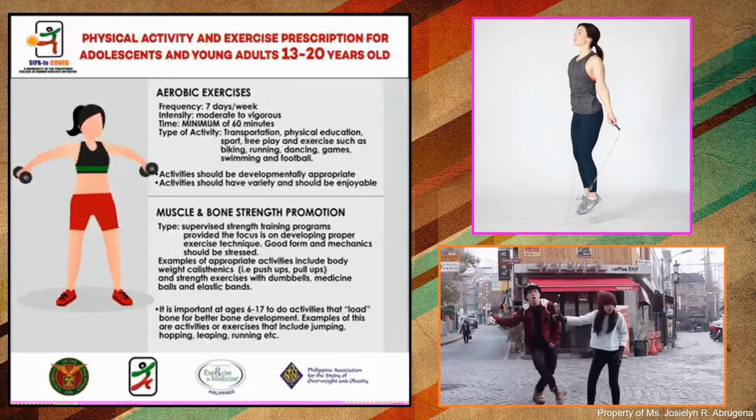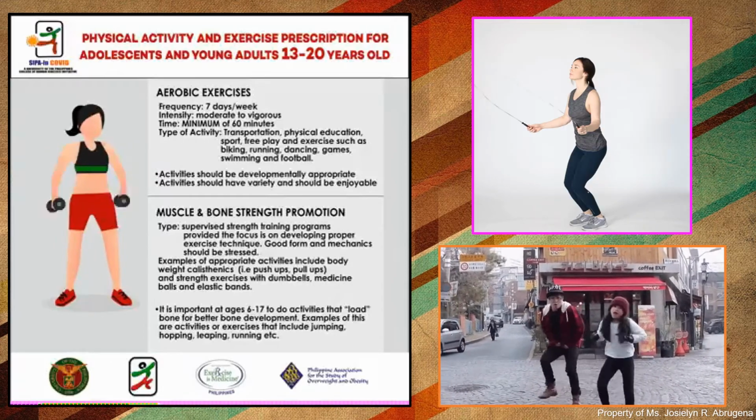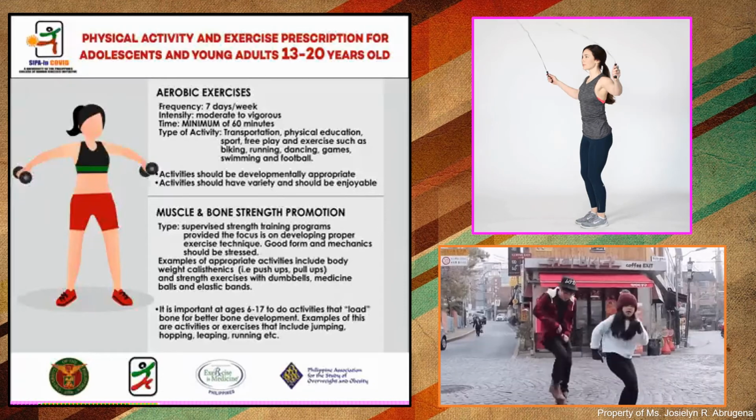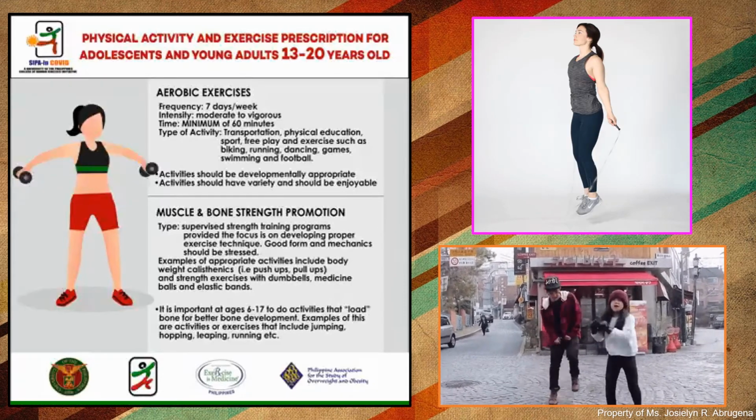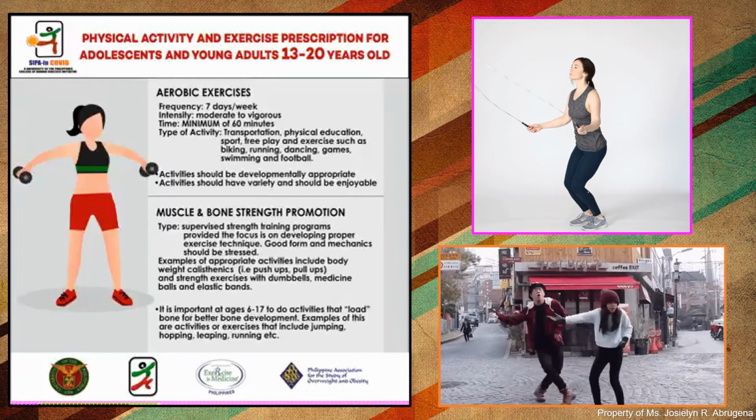Examples of appropriate activities include body weight calisthenics, for example push-ups and pull-ups, and strength exercises with dumbbells, medicine balls, and elastic bands.